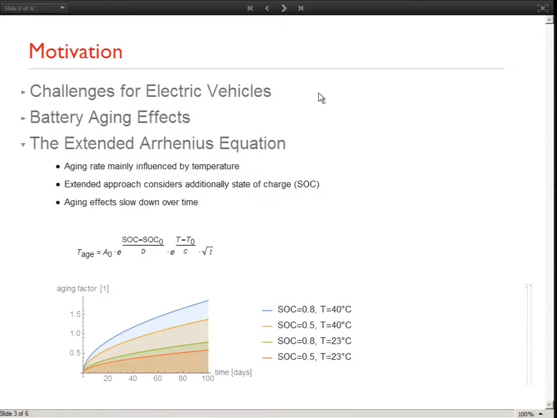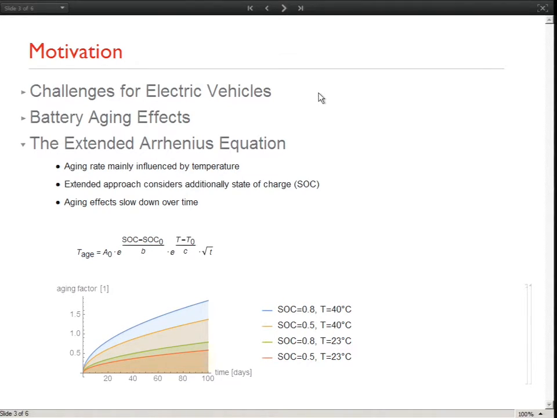This equation basically says that the aging rate is really dependent on the battery temperature on the one hand, because the side reactions or the reactivity of the active material really depends on the battery temperature. The extended approach also considers the state of charge as an important parameter for battery aging. And it also claims that aging effects slow down over time, because you lose active material over time due to aging effects, which you can use.